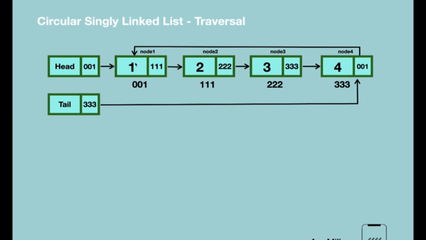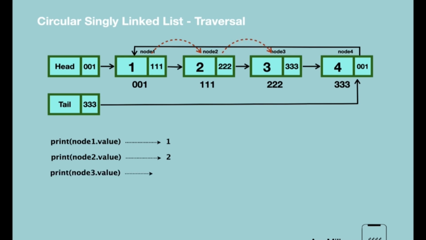So in our case, first we are printing the first node, which has the value of 1. Then we are traversing to the second node and printing its value. So the second node is node 2 and the value of node 2 is 2. Then we are traversing to node 3 and printing its value. So node 3's value is 3. Here we are using a print statement to print it. Then we are traversing to the last node and printing its value. When we reach the last node, we stop over here. So with this, traversal of circular single linked list is completed.